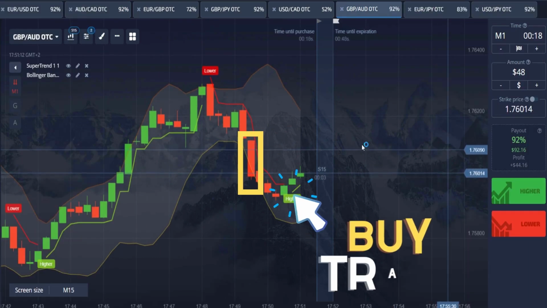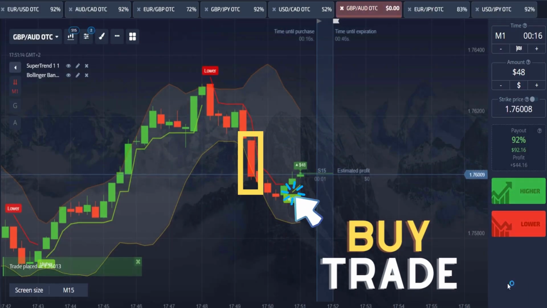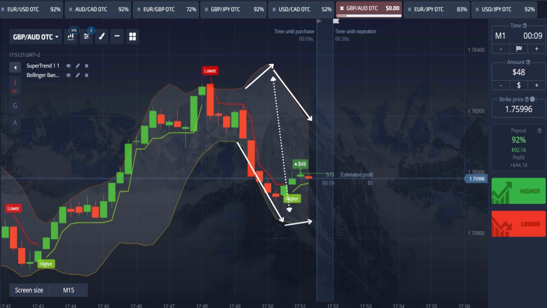Here's a perfect buy trade setup. The candle closed below the lower Bollinger Band line. After that, we received a Supertrend buy signal. The Bollinger Band size looks ideal, meeting all the requirements for this trade. So, I've entered a 1-minute buy trade based on this setup.